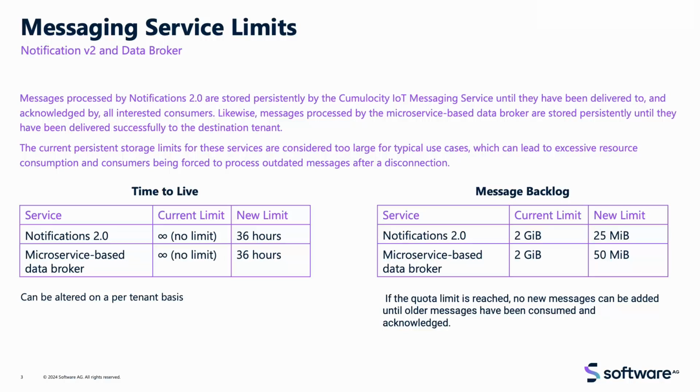This is the amount of time that we will keep a message on the backlog without it being consumed. The messaging service is for asynchronous exchange of data, so it's not intended to keep data for a very long time. So 36 hours is plenty of time for your consumers to all be able to get the messages, acknowledge the messages, and for that data to be removed from your topics.